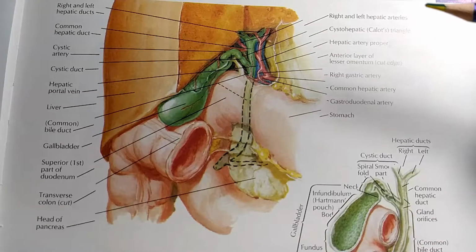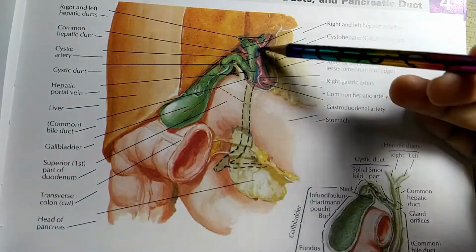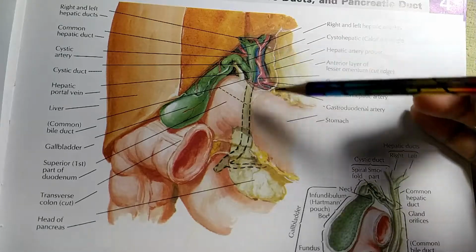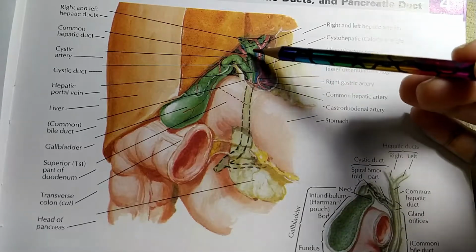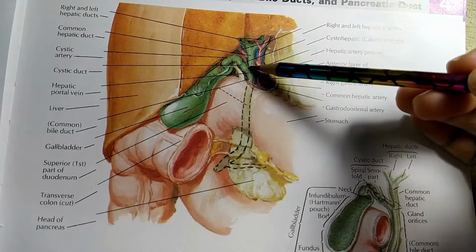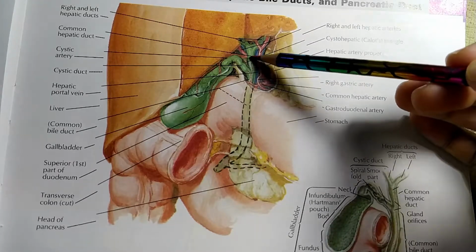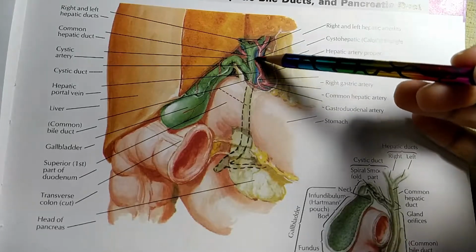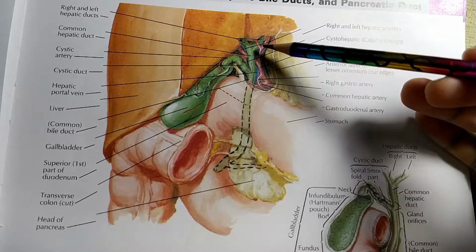Okay, now a brief discussion about the single portion, that is the common hepatic duct. This common hepatic duct is about 3 centimeters long and 4 millimeters in caliber. That means the diameter is 4 millimeters and the length is 3 centimeters.